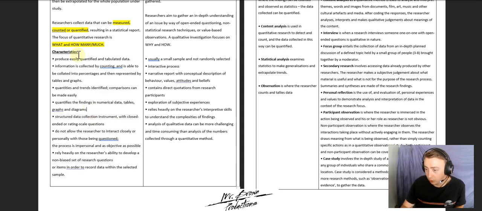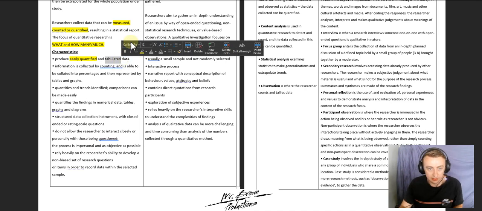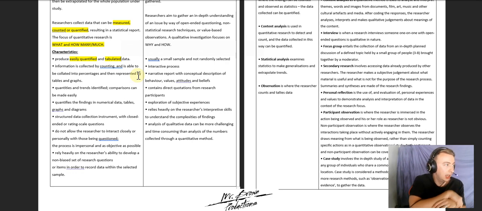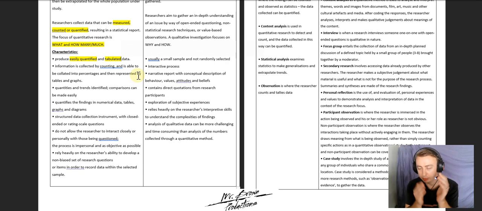So characteristics of quantitative research is it produces easily quantified and tabulated data. So what quantified means is it's counted. Okay, you can count it. Tabulated data means that you can organize it. Okay, so you can organize that data clearly. So instead of having hundreds of numbers just randomly on a page, if you put it in a table and in columns and you label it, it's really easy to understand. So that's what those two words mean. If you can write those above that, please.